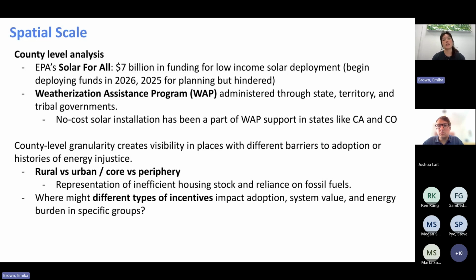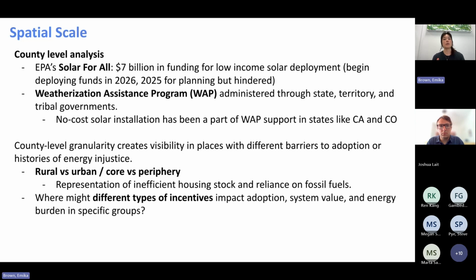And then also the Weatherization Assistance Program is basically a retrofit program administered through state, territory, and tribal governments in the US, and recently has started to include no-cost solar installation as a part of that program. Its main goal is to reduce energy burden in low-income households, but it started doing this no-cost solar installation and it's had a lot of success in states like California and Colorado, and is looking to expand that program.